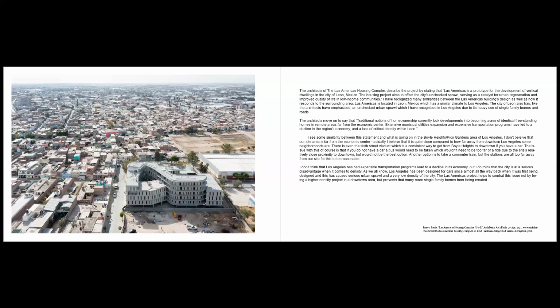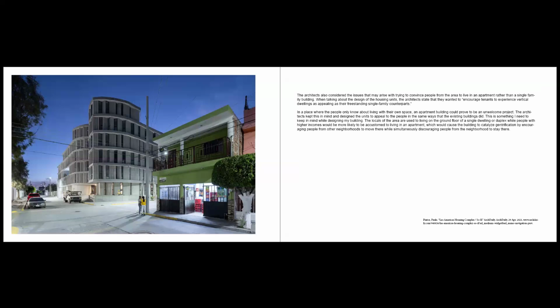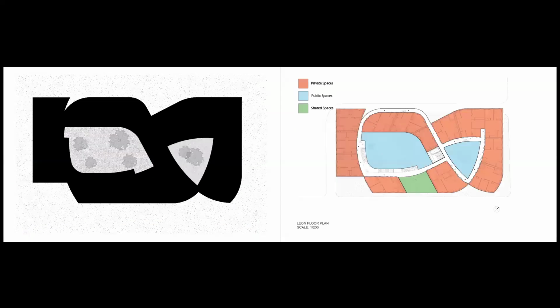And that was something that the architects had expressed they wanted to combat, was to build a little more vertically rather than horizontally. And that is something that they've done in this building here. Another thing that they've expressed was a concern for the people who would be living in their apartment complex, who are used to living in their own building, in their own home. And so they kept that in mind when designing the units so that people would feel like they had their own home and their own space and wouldn't be deterred from living in that building.